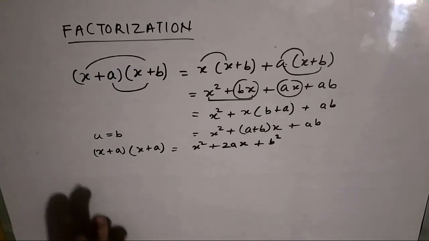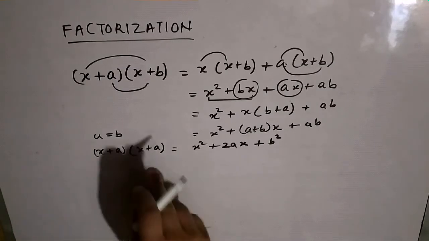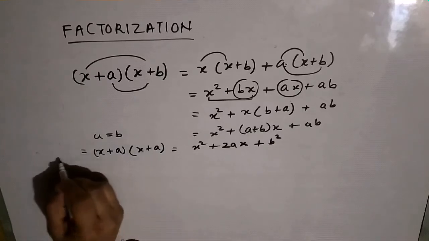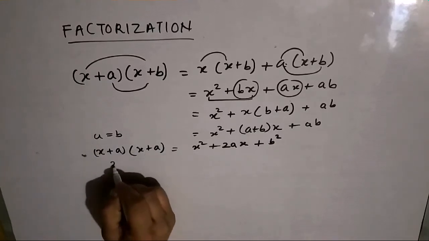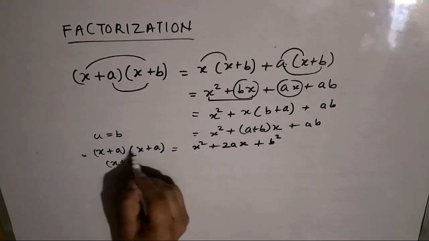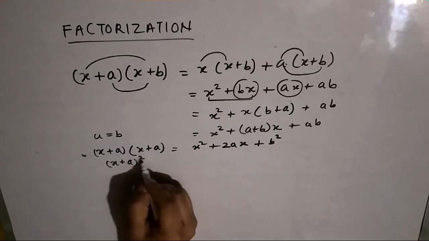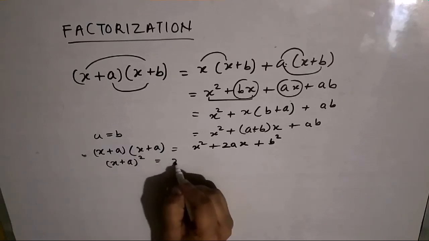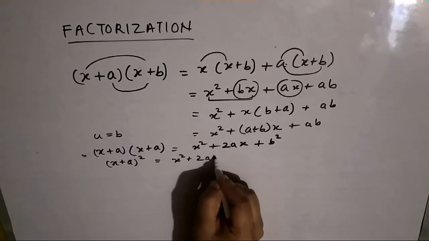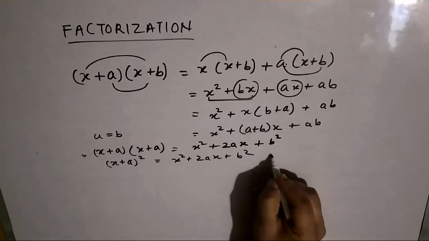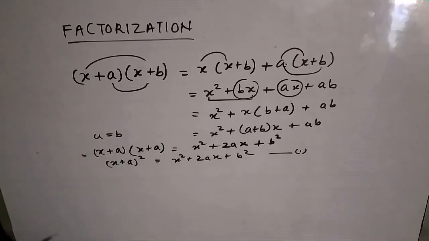Simple. So x plus a and x plus a, which is nothing but x plus a whole square, because x plus a appears twice. So x plus a whole square is equal to x square plus 2ax plus b square. Okay, so that is the first formula.